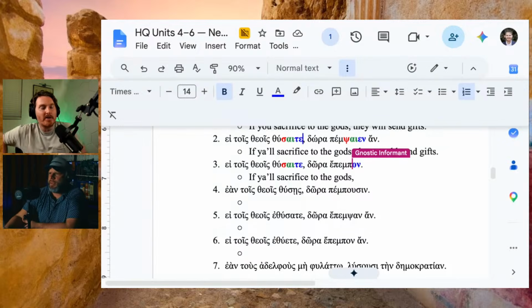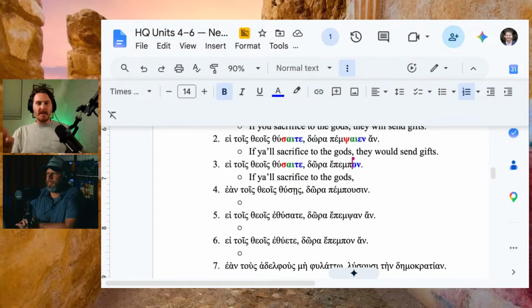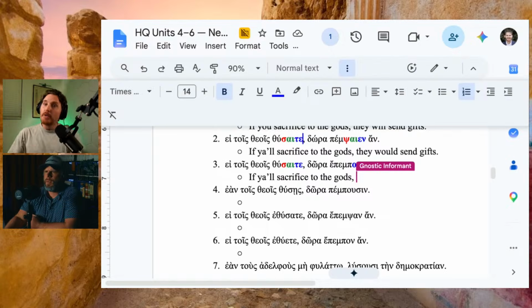So now you've seen the apodosis, and you know the apodosis doesn't have an an in it. You know that it's the imperfect. You're going to judge based on the apodosis how to translate this.